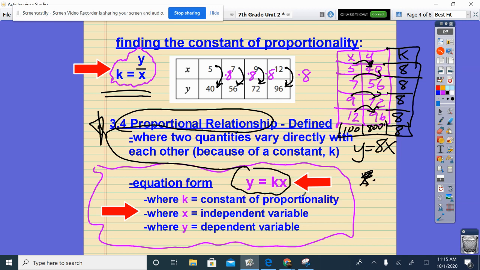So k is our constant of proportionality, and we'll be discussing this more later, but the big thing here is k is a constant of proportionality, or constant, and x is the independent variable, y is the dependent variable.